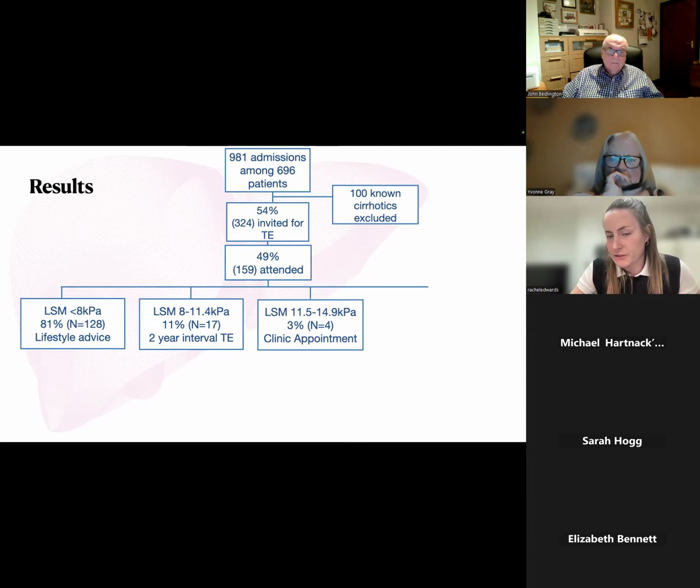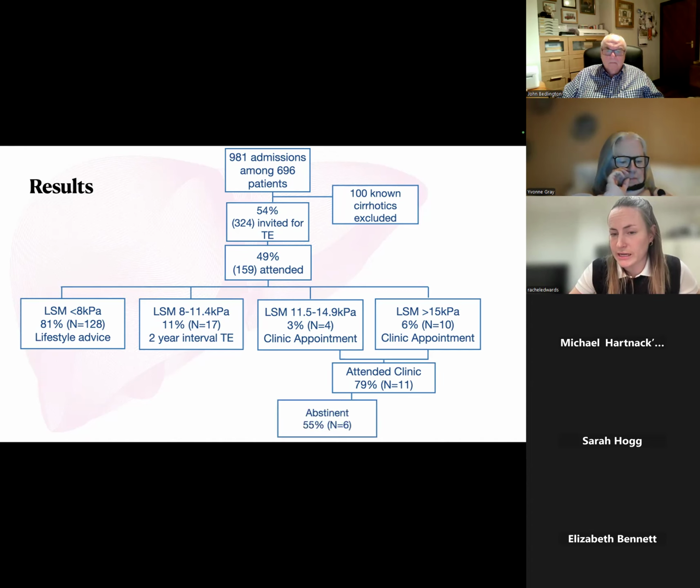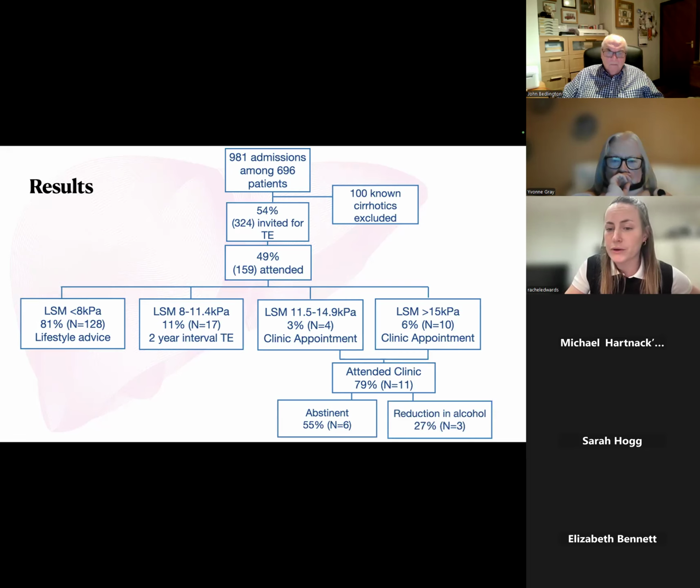3% had a liver stiffness measurement of 11.5 to 14.9 and were invited to clinic. And 6% had a liver stiffness measurement greater than 15 and again were invited to clinic. 79% of those who were invited to clinic attended. And at those clinic appointments, 55% of those reported that they had achieved abstinence from alcohol. And a further 27% reported a reduction or significant reduction in their alcohol intake.